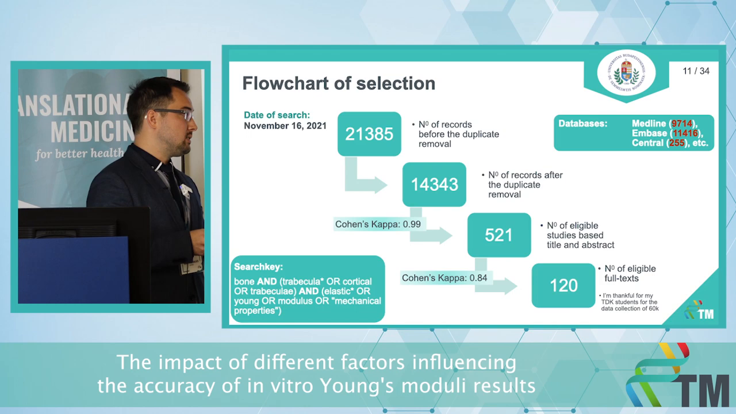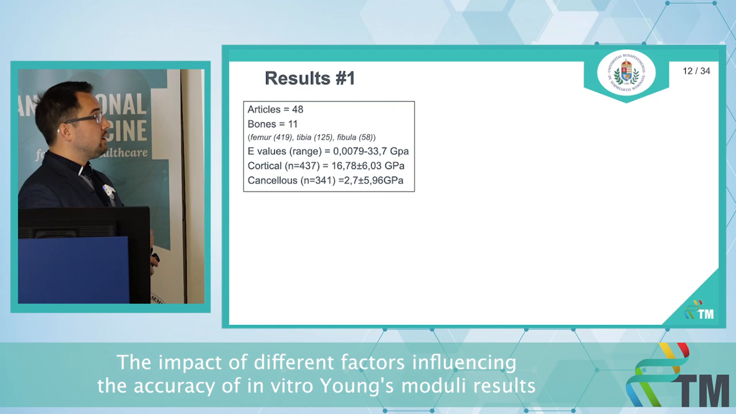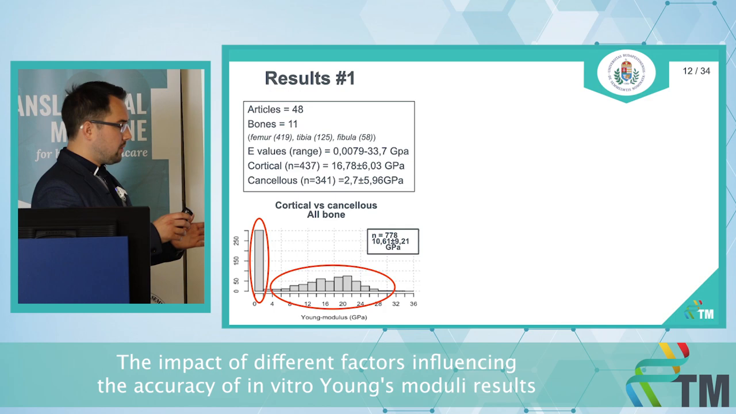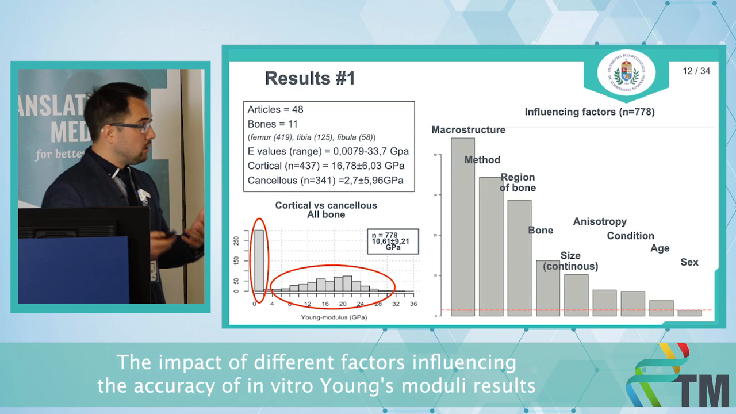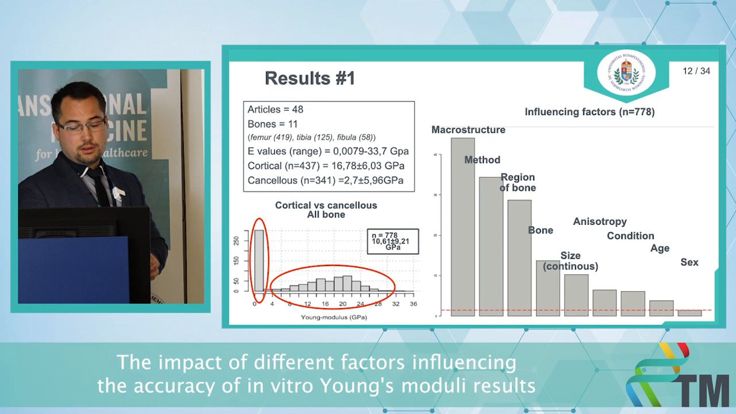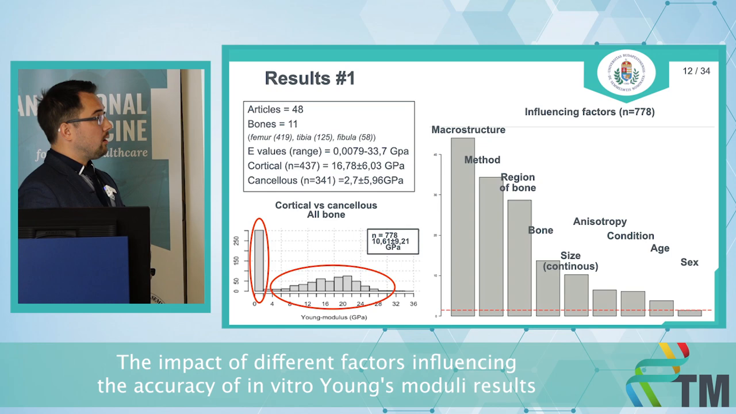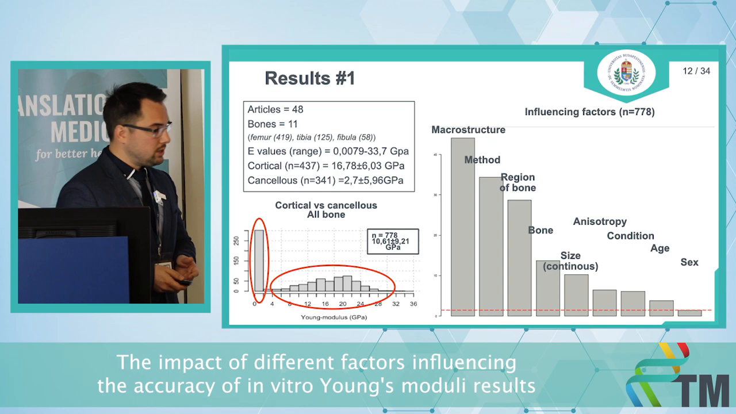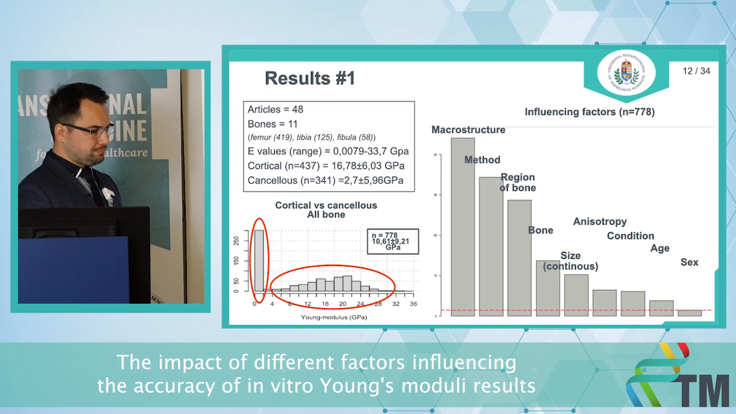Right now, I'm showing the individual values of the articles that contained individual values. From those, we had 11 bones, and the three most common were the tibia, fibula, and the femur. First, the histogram: you can see how the cortical and the cancellous bone Young modulus results differ. And one of the most important figures I have today is this figure, because it shows a random forest methodology, and it shows us the impact weight of the measurement of the influencing factors.